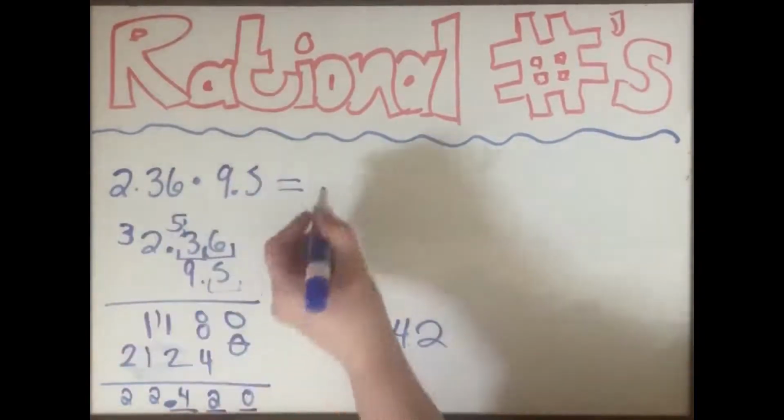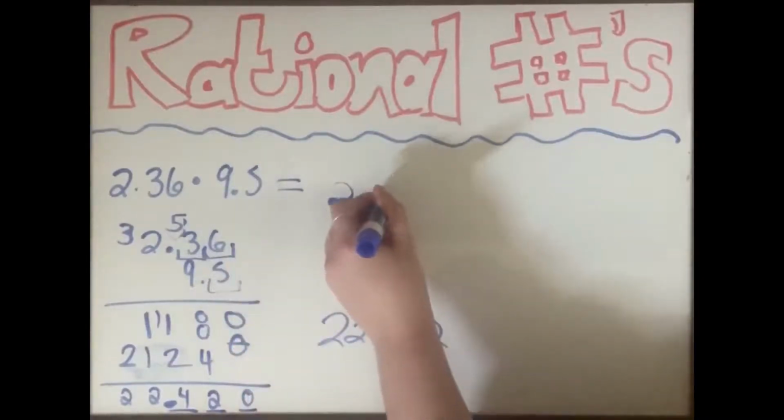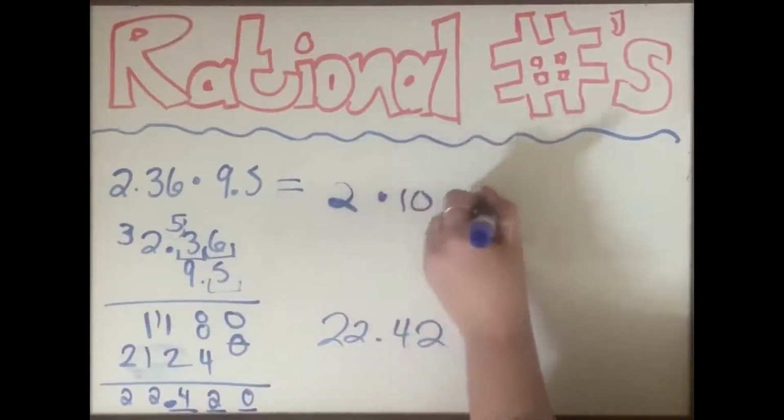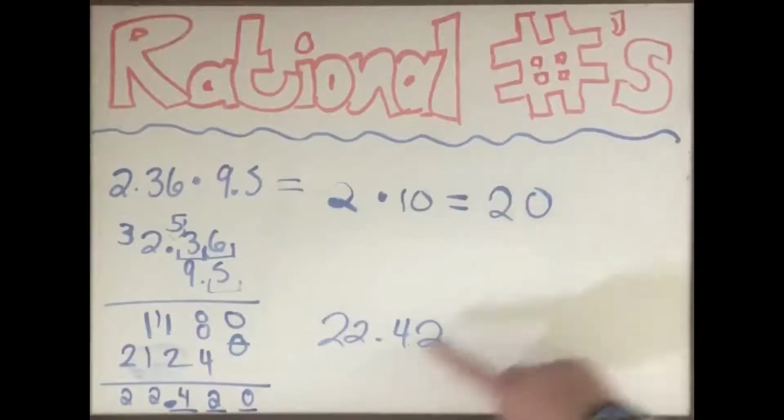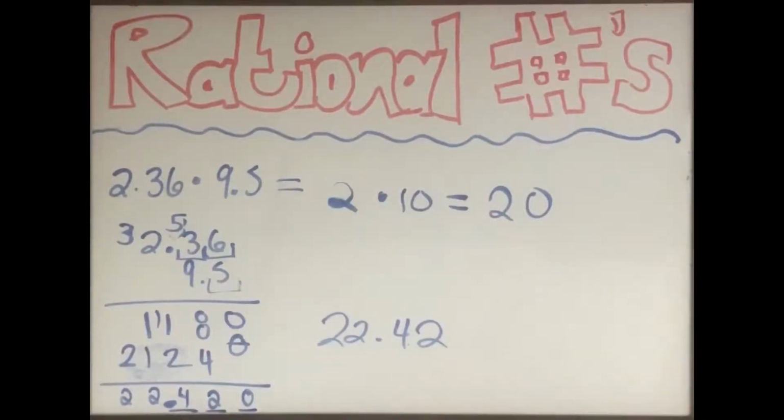You can check this by thinking about this as whole numbers. So 2 rounded would be 2. 9.5 rounded would be 10. Equals about 20. So 22 is relatively close to 20. Therefore, you know you did your numbers right and you placed your decimal point correctly.